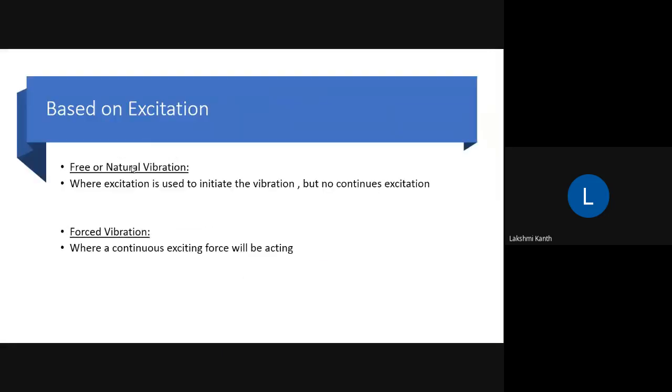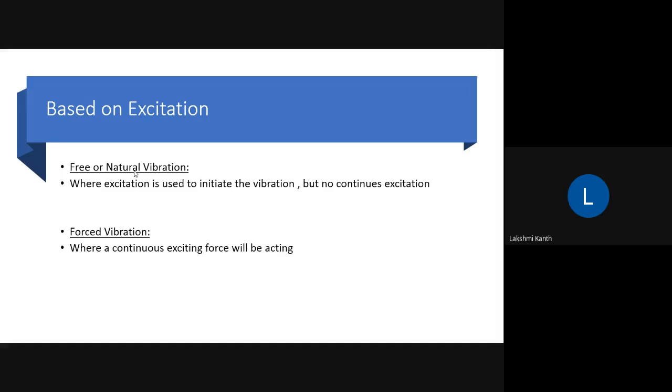Next, based on the excitation, just write the side headings. It will help you. Okay. Based on the excitation, again there are two classifications: natural vibrations and forced vibrations. Natural vibrations are also called free vibrations.